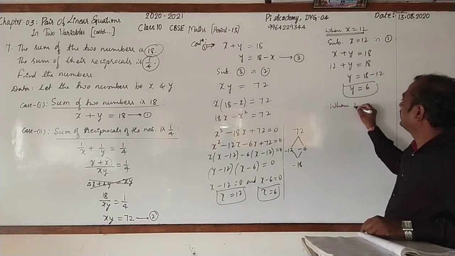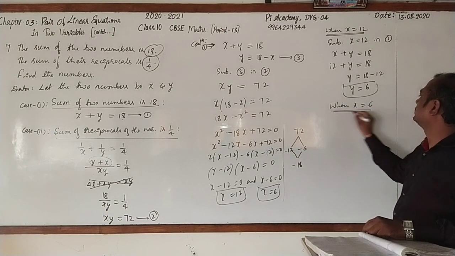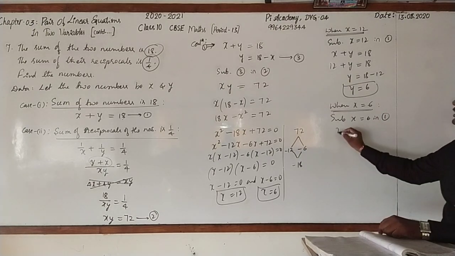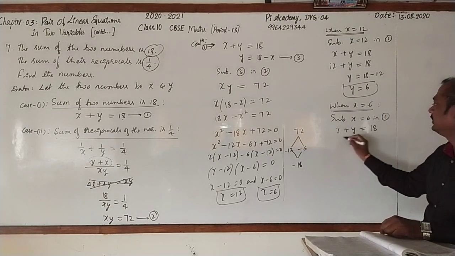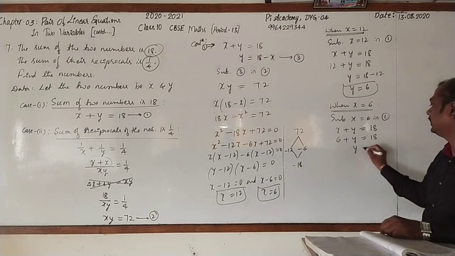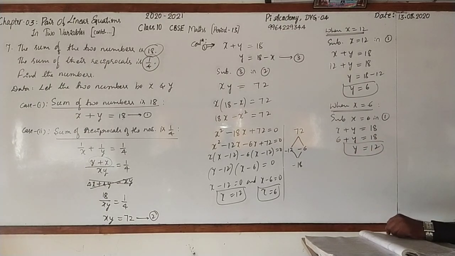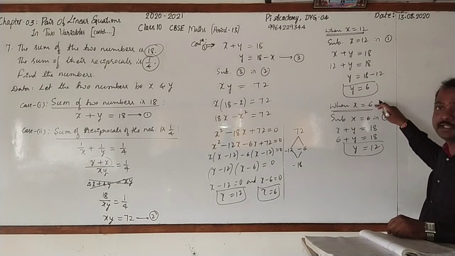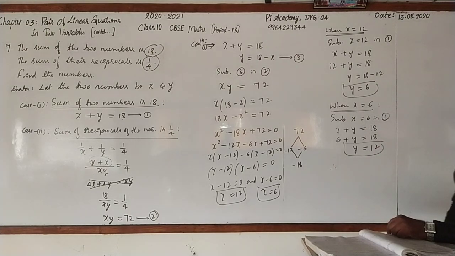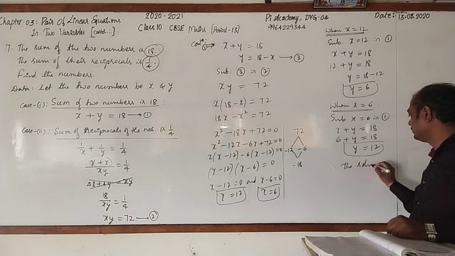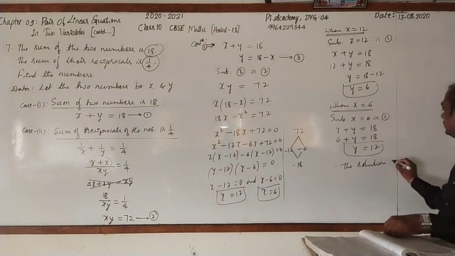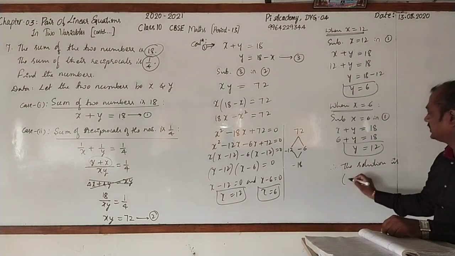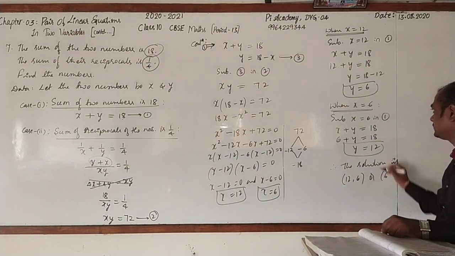Similarly, for the other possibility, x is 6, then substitute x equal to 6 in equation 1, which is x plus y equal to 18. 6 plus y equal to 18, y is equal to 12. Followed? So when x is 12, y is 6. When x is 6, y is 12. Therefore, the solution is either 12, 6 or 6, 12.